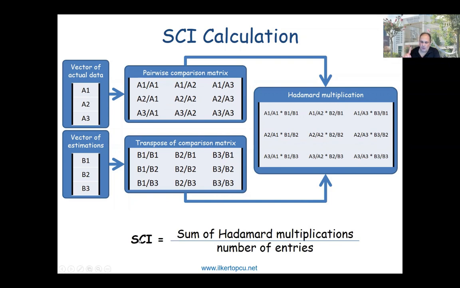If this is exactly 1, these two vectors are exactly the same. Then there is no need to do anything. But to see how near your estimation vector is to the actual vector, you can use the Saaty compatibility index. If the value is near to 1, then you are justifying your network.